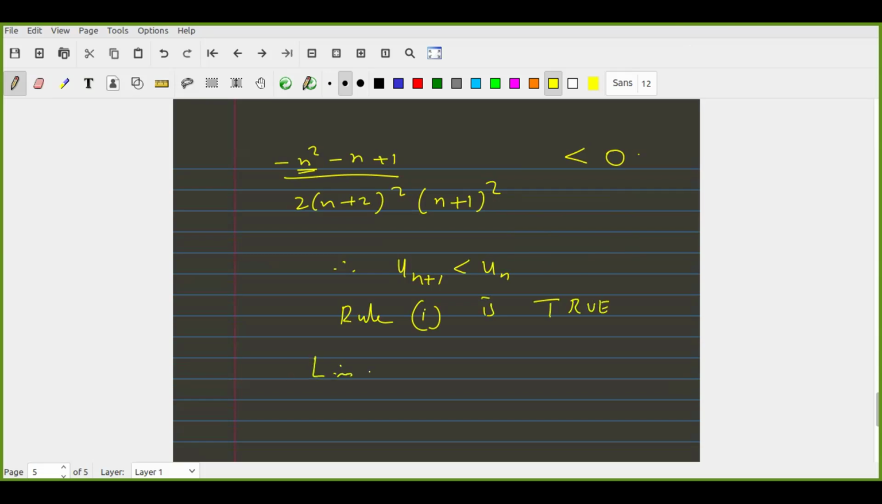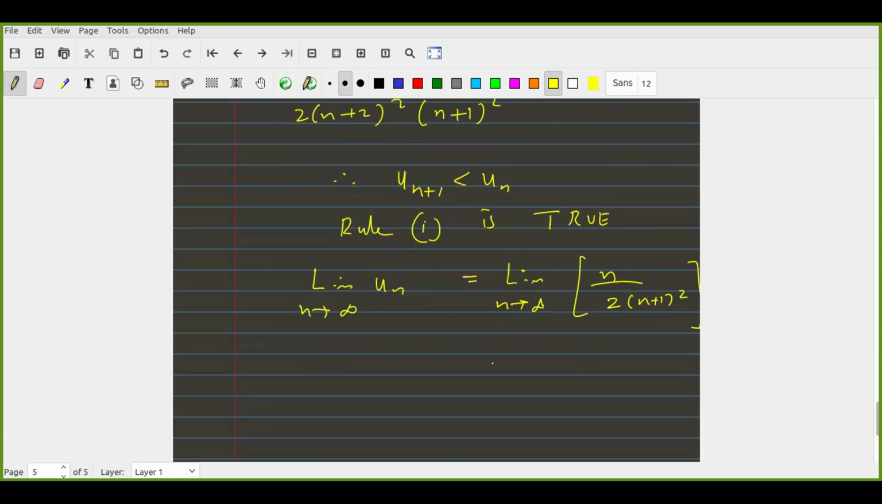Also look at limit un as n tends to infinity, which is limit n by 2n plus 1 the whole square as n tends to infinity. Let's quickly check what is happening here. I'll try to put it in this way: n into 2 into 1 plus 1 by n the whole square, limit as n tends to infinity. So this is clearly 1 by 1 plus 0 the whole square. So this is 1.